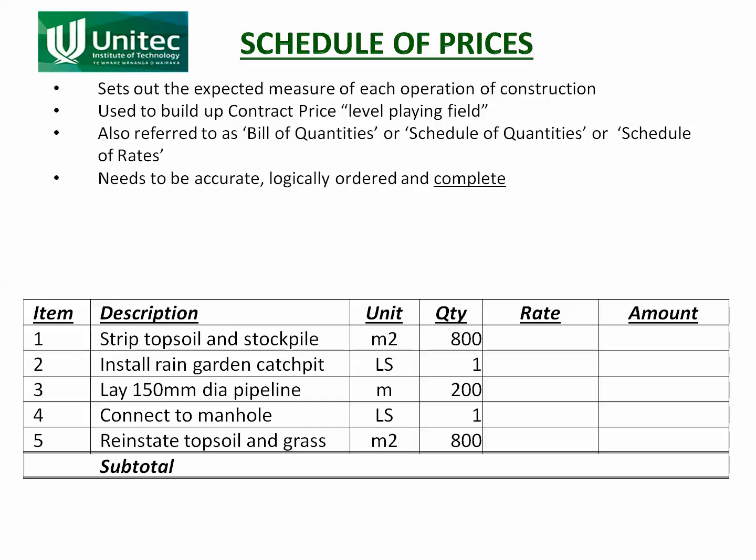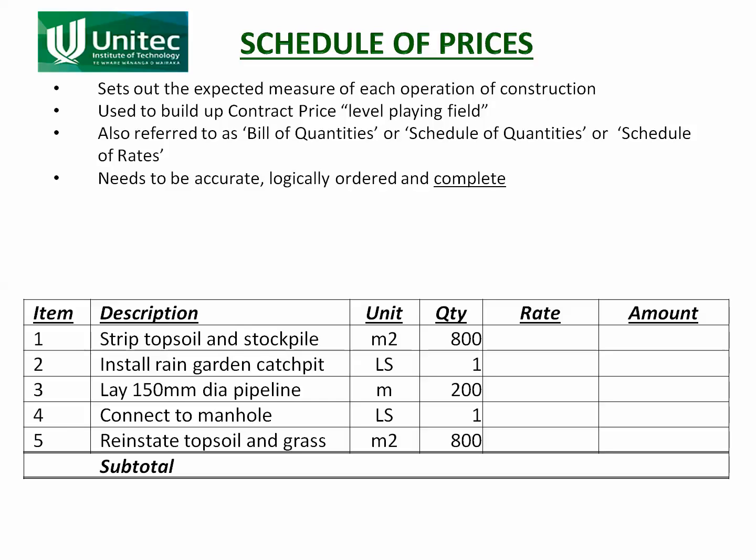It's also referred to as the bill of quantities, the schedule of quantities, the schedule of rates. So there are all these different names, and there are slight differences between each one of them, but for our purposes they're all the same. So if you see anything like bill of quantities or schedule of quantities or anything like that, it's the same as the schedule of prices.